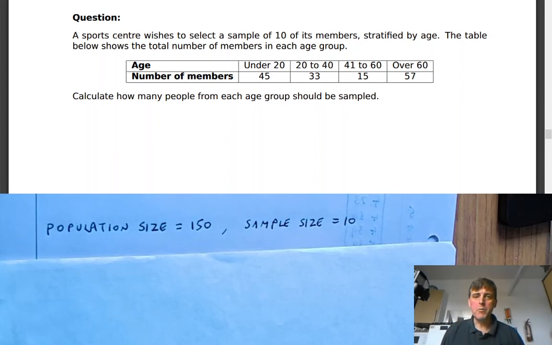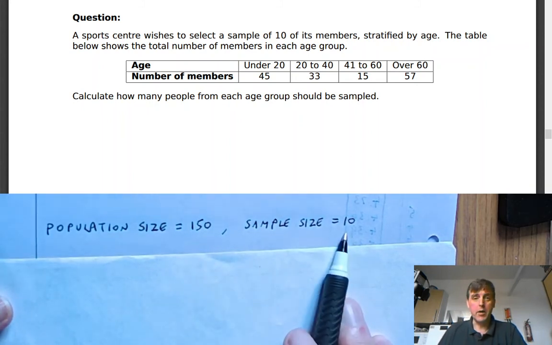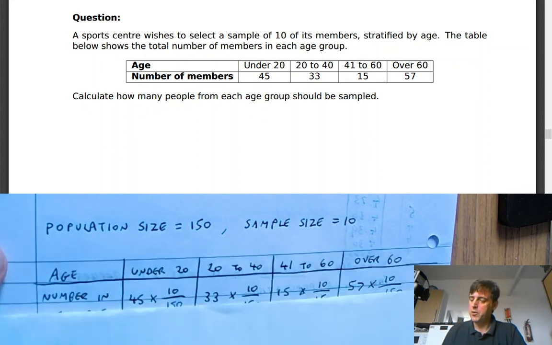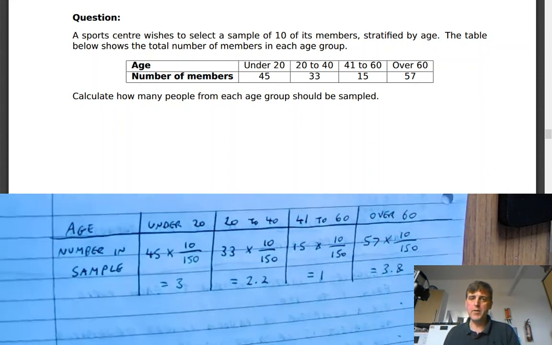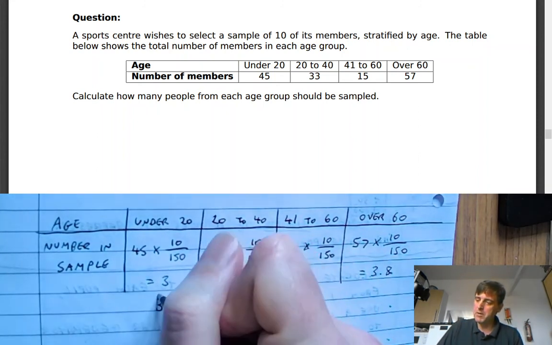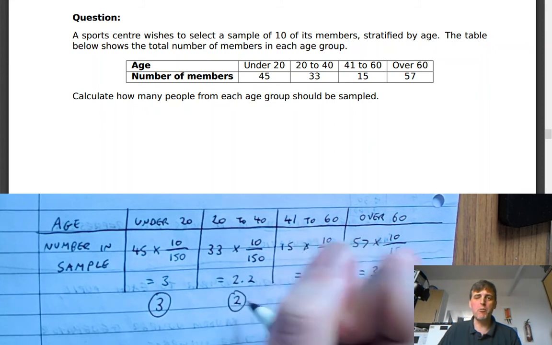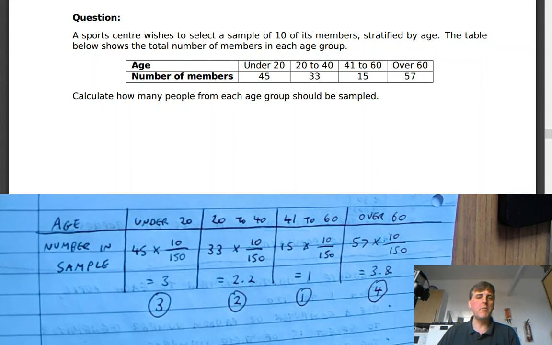Okay, how did you get on with this one? What you should have done here is add together those frequencies and get the population size as 150. The sample size we want is 10. So the calculation you should have done is take each frequency and multiply by 10 over 150, and that would get your approximate number for your sample. You can see that not all of these are nice whole numbers, so we're just going to round each one to the nearest whole number. So this 2.2, we'll call that 2 for our sample, and this 3.8 here, we'll call that 4. Those are the numbers you should have got from each group.